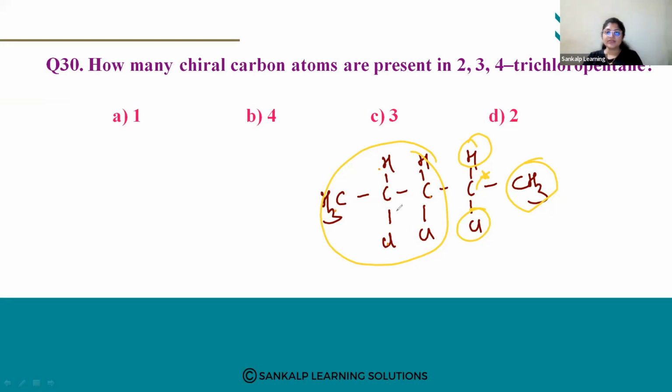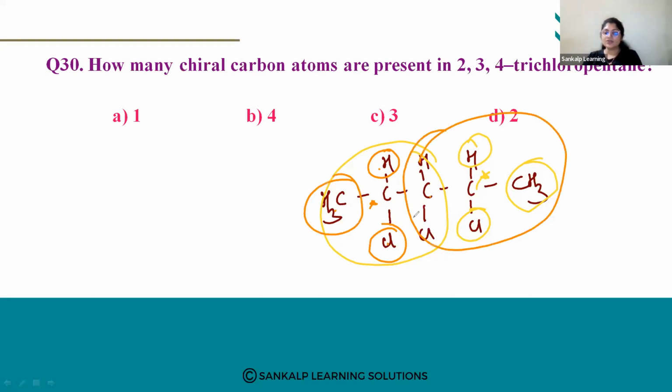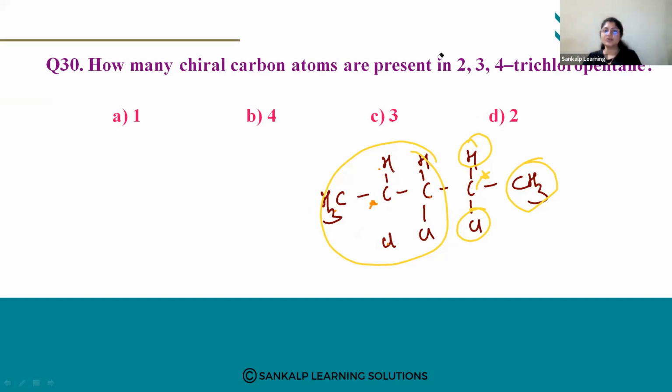Now next we'll check for this one. Okay, so 1, 2, 3, and this is fourth one. So this is also a chiral center. So there are 2 chiral centers. Okay, so option number D. Understood? So you have to check for the chiral centers. How many chiral centers are there? 2 chiral centers. This one and this one.